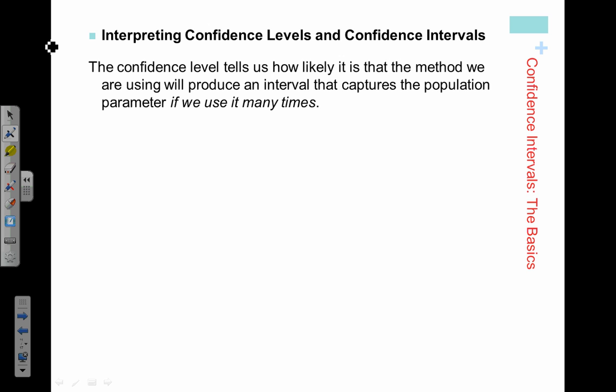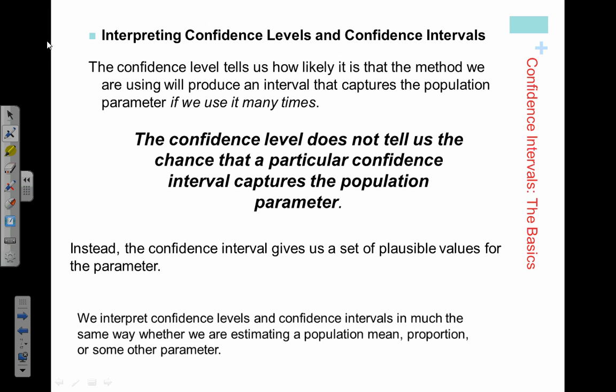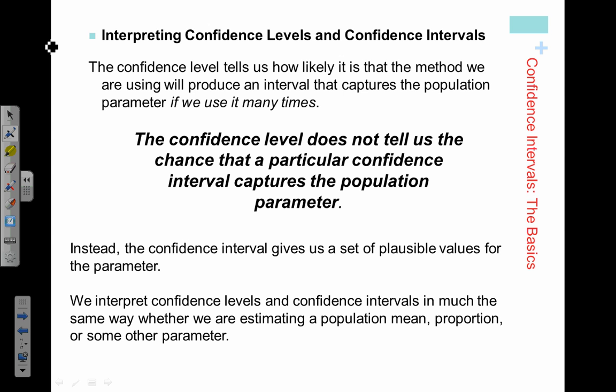The confidence level, one more time, tells us how likely it is that the method we are using will produce an interval that captures the population mean if we use it many times. The confidence level does not tell us the chance that a particular interval captures the population mean. It tells us that if we use the same method of sampling over a whole bunch of times, this is how confident we are that we will find the mean in the interval. It gives us a set of possible values, or plausible values, for the parameter.